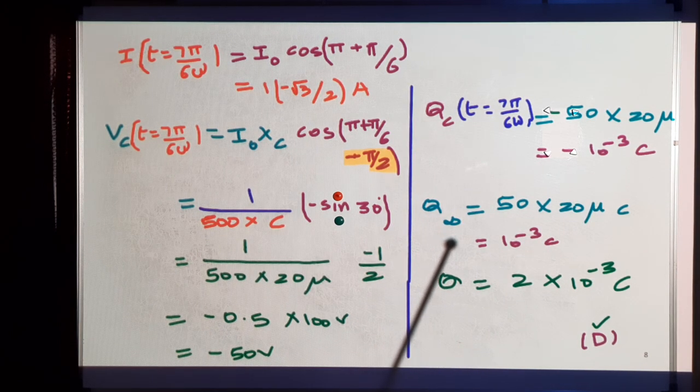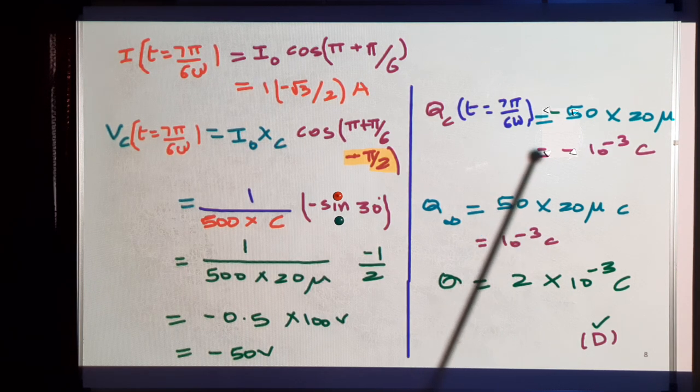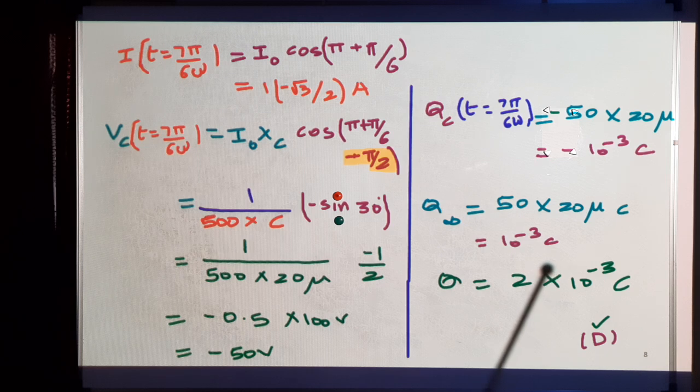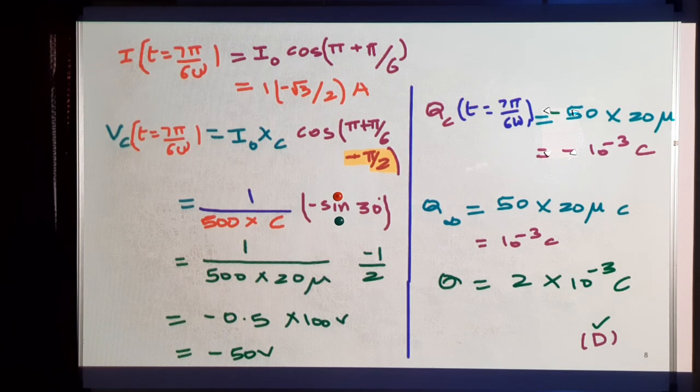The charge at infinite time: the capacitor will act as an open circuit, and the entire voltage will appear across the capacitor. That will correspond to a charge of 1 millicoulomb. So the total charge goes from minus 1 millicoulomb to plus 1 millicoulomb. The total charge flown is plus 2 millicoulombs. So option D is true.